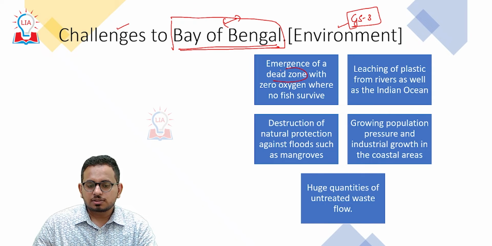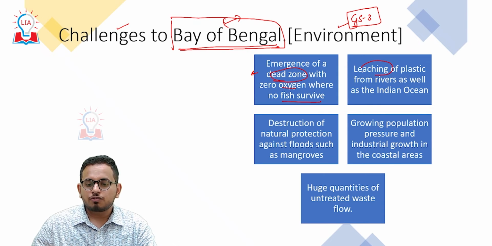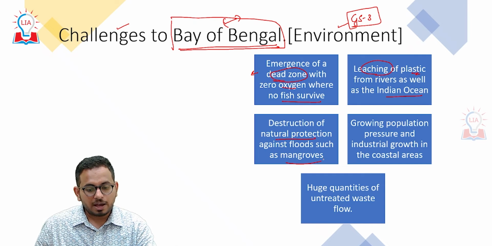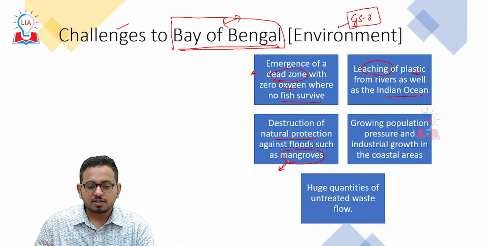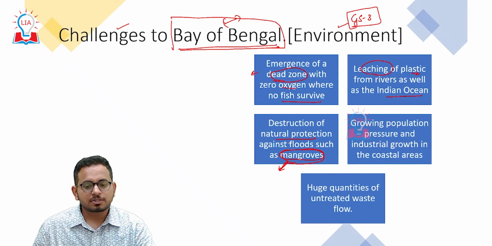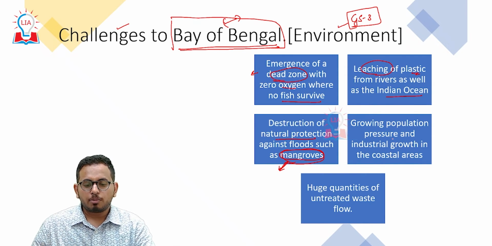Emergence of dead zones with zero oxygen where fishes can't survive, threat to biodiversity, leaching of plastics, the single-use plastics that we use, as well as in the Indian Ocean, destruction of the natural protection against floods like mangroves. Mangroves are very sensitive to the changes in temperature and the salinity of the water. So destruction of the mangroves due to climate change and rise in sea level is something that we are witnessing now. Growing population pressure and industrial growth in coastal areas.